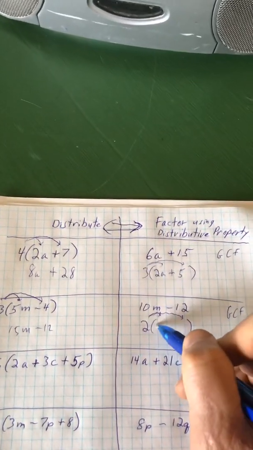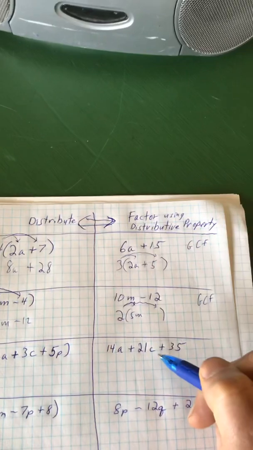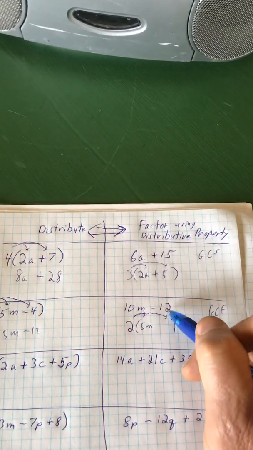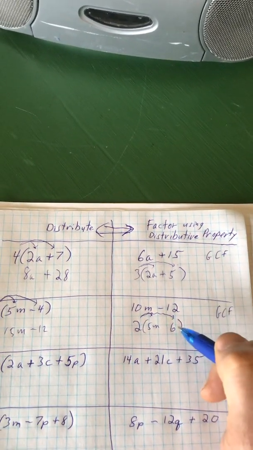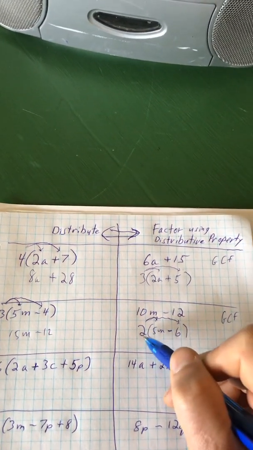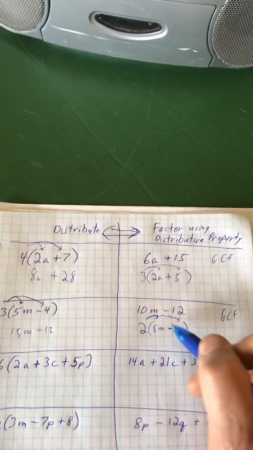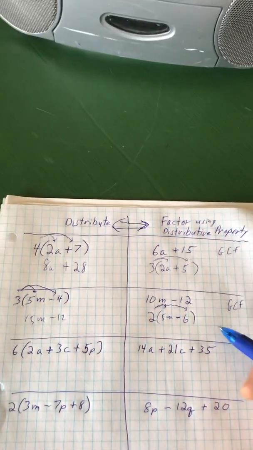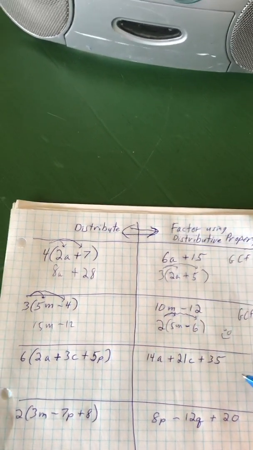Anyways, 2 times 5m is 10m. And then if you divide this by 2, you get 6. But what kind of 6? It's negative. You have to put your minus in front there. And so if you just check, you get 10m minus 12, so you're right. And you know you're right. It's my little smiley face.